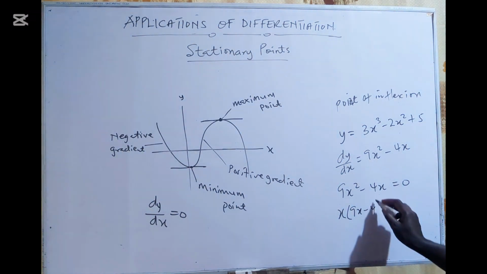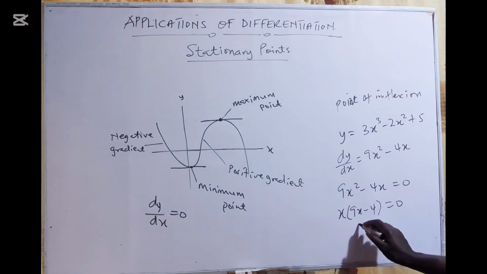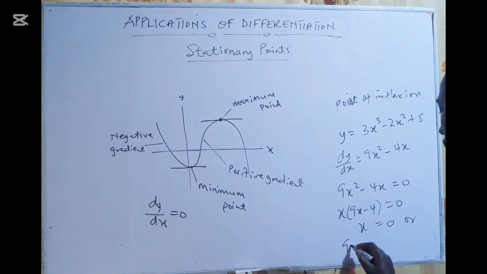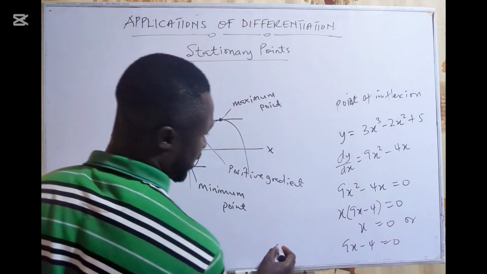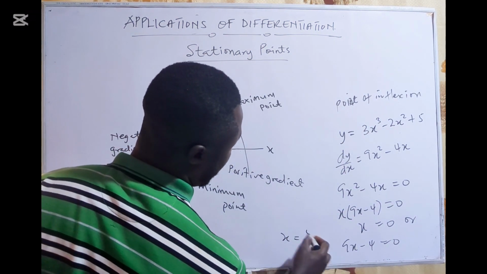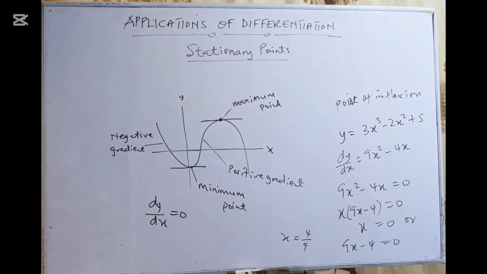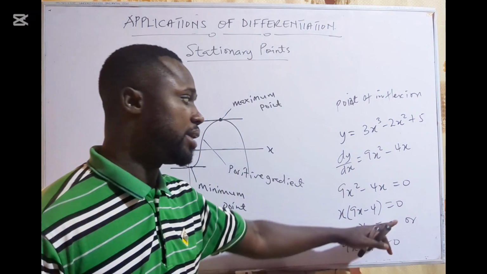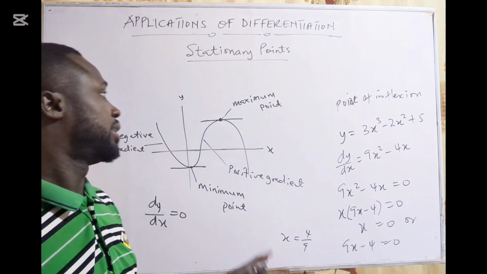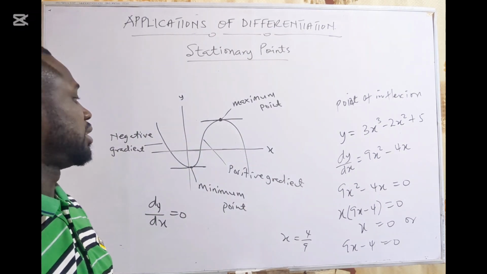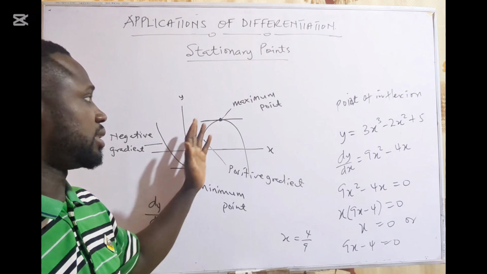9x minus 4 to be equal to 0. Alright, then either your x is 0 or you see that 9x minus 4 equals 0. Okay, which will mean that x will be equal to what? 4 over 9. So you got two values of x. It means that these are the values of x at which the gradient is 0. Okay, the gradient is 0.